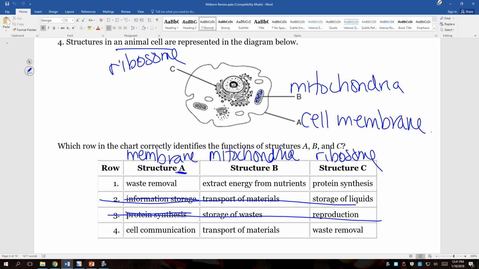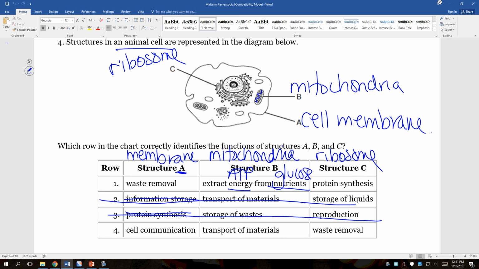If I look at structure B, it says mitochondria. Answer choice number 1 says extract energy from nutrients. Energy, remember, is ATP. Nutrients would be something like glucose. Yeah, that's actually the entire function of the mitochondria, right? To make usable energy in the form of ATP. Number 4 says transport of material. Transport of material is really limited to, let's say, endoplasmic reticulum, the cytoplasm, and the cell membrane. So that's probably not it.